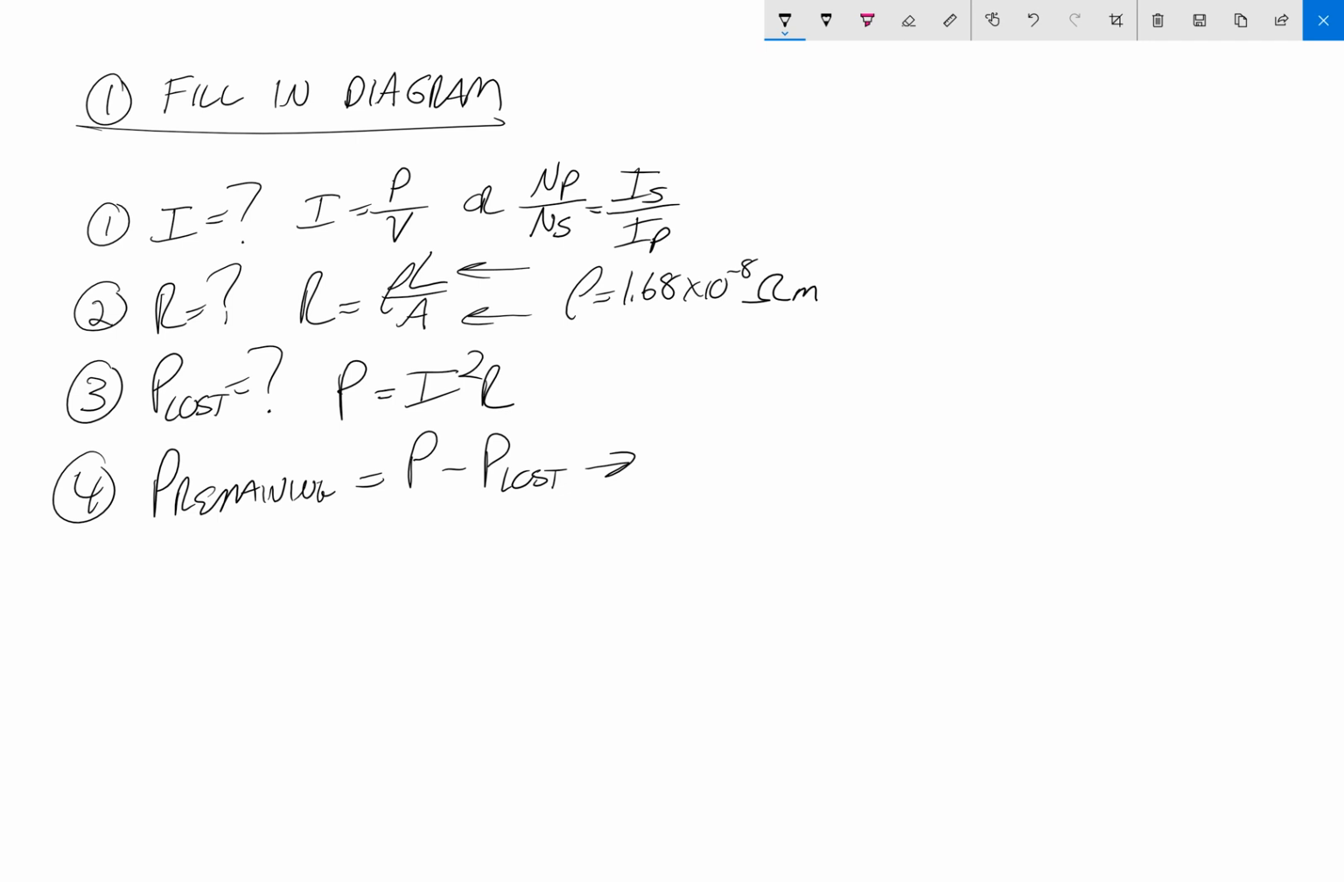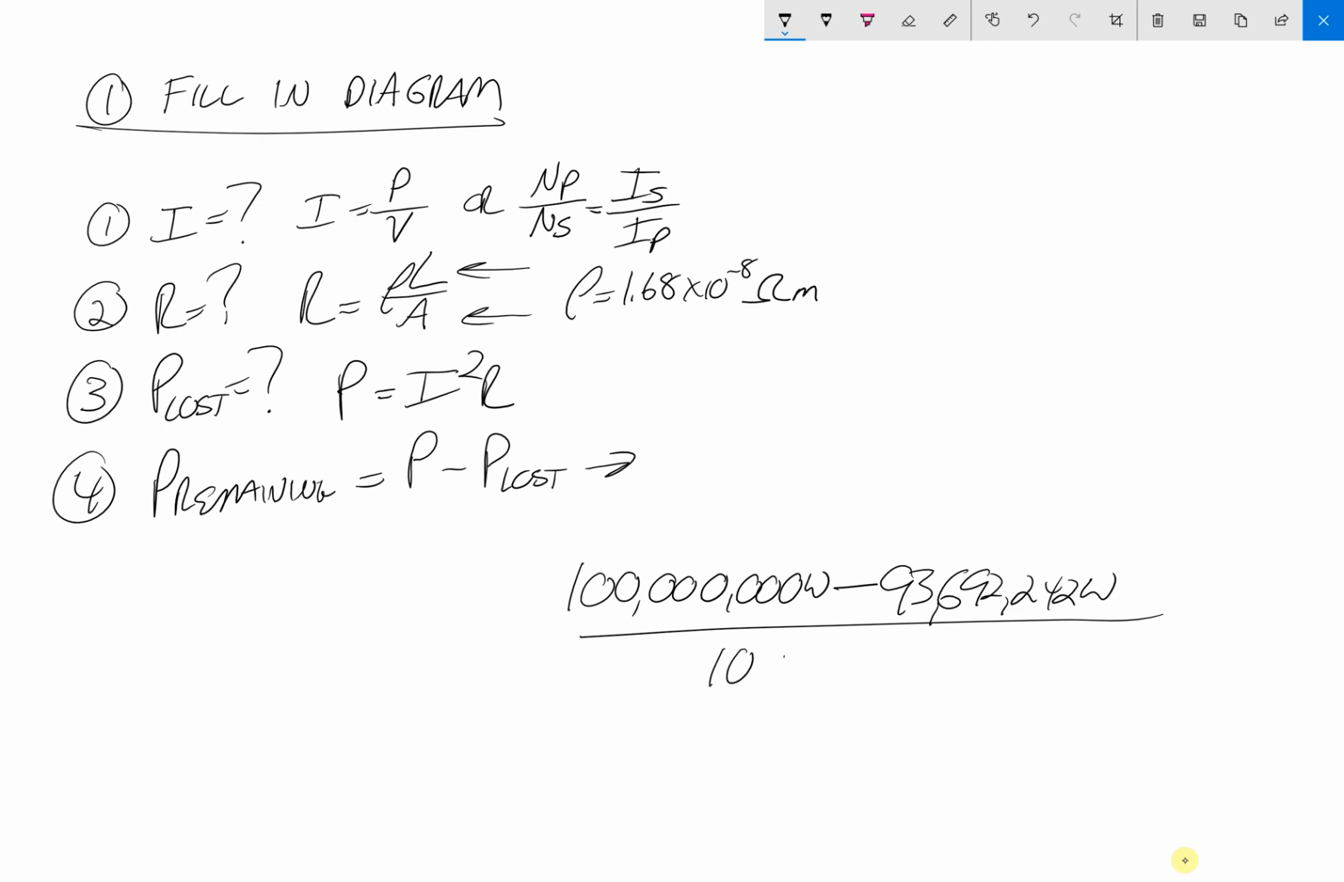In terms of percent of power lost, going back to the previous problem, that's pretty simple. You started with 100 million watts. We ended up with 93,692,242 watts, over how much we started with, which is 100 million. This is actually pretty easy because of the 100 here. And you'll get that the percent lost is just going to be about 6.3% lost. So that's it.